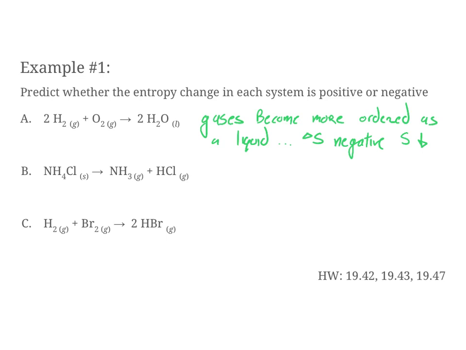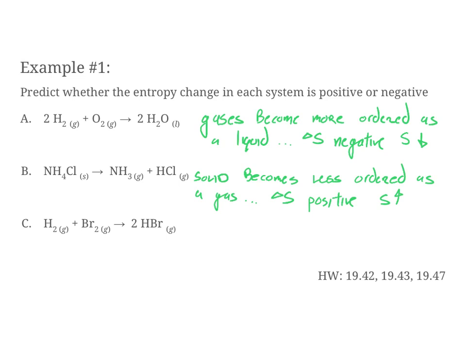In system B, we have ammonium chloride as a solid, and it's breaking apart into ammonia gas and hydrogen chloride gas. So here we have a solid that becomes less ordered as a gas. In this case, the change in entropy is going to be positive because entropy is increasing. It's becoming more disordered.